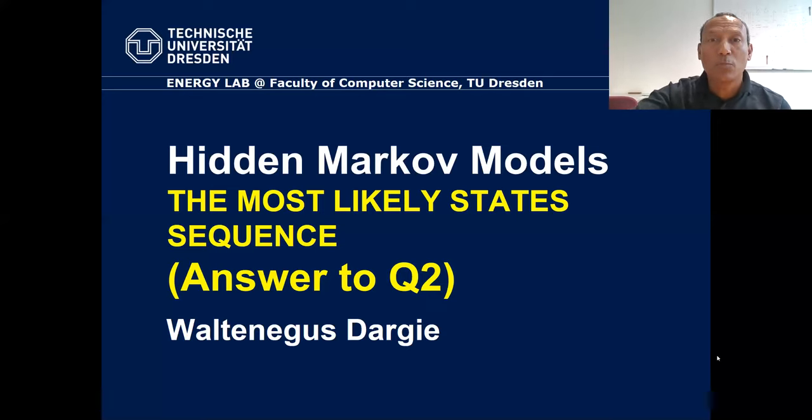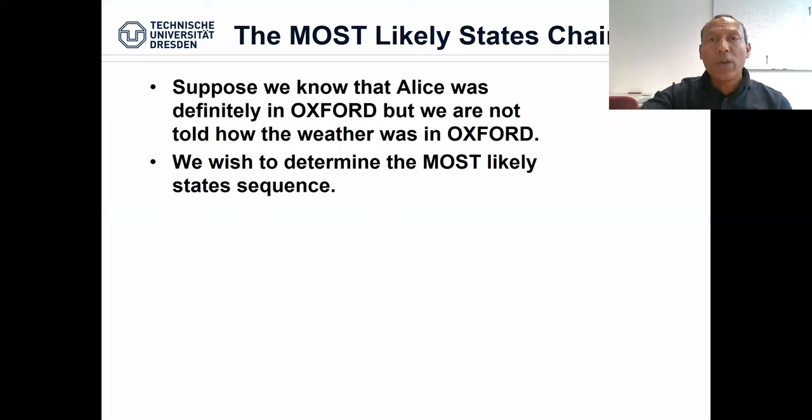To begin with, let's just assume we know that Alice is certainly in Oxford. And once again, Alice posts a series of images on her Instagram account telling us how she arrived in her office last week. Now the question is, given the observations, knowing that sometimes she cycled, sometimes she drove, is it possible to guess the weather in Oxford? So here our assignment is uncovering the state sequence.